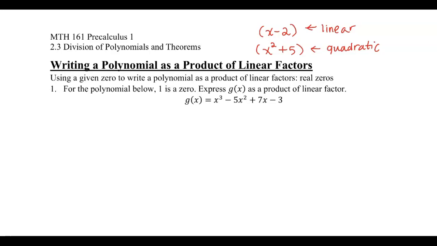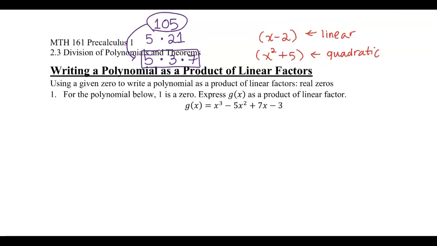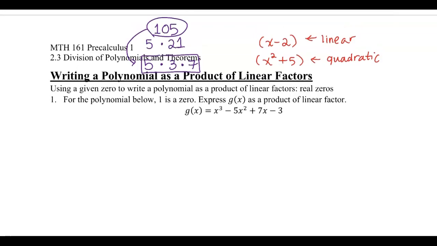So for example, if I give you 105 and I ask you to break it down into prime numbers, you can do 5 times 21 first, right? 5 times 21 is 105, and I can keep the 5 the same, but 21 can be broken down into 3 times 7. So I get to say 105 is the same as 5 times 3 times 7. So we're doing something very similar using polynomial functions.